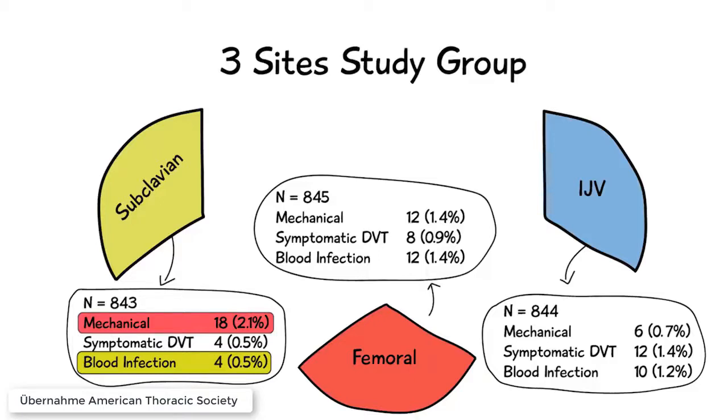However, there was an overall increase in mechanical complications, including cannulation of the subclavian artery, pneumothorax, and chylothorax in this group. Notably, the use of ultrasound guidance was optional in this cohort.